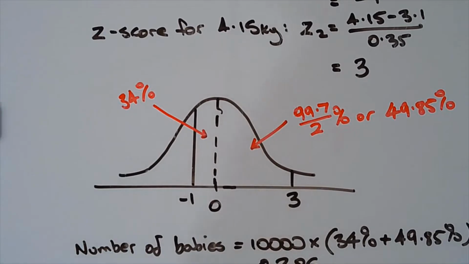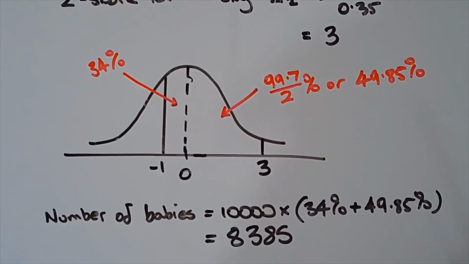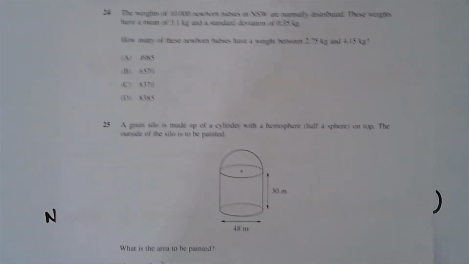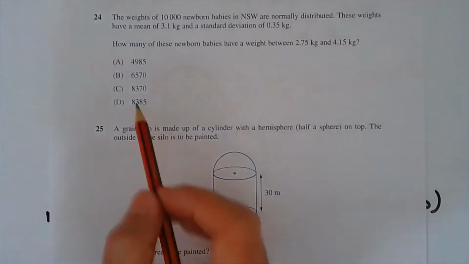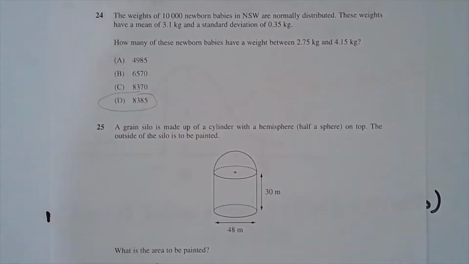49.85% in this region. So the number of babies is equal to 10,000, the number of babies surveyed in terms of their weights, multiplied by the sum of these two percentages, 34% plus 49.85%, which I'll put in brackets. Multiplying that together, we get 8,385 babies that lie between the two weights specified, and that's option D.